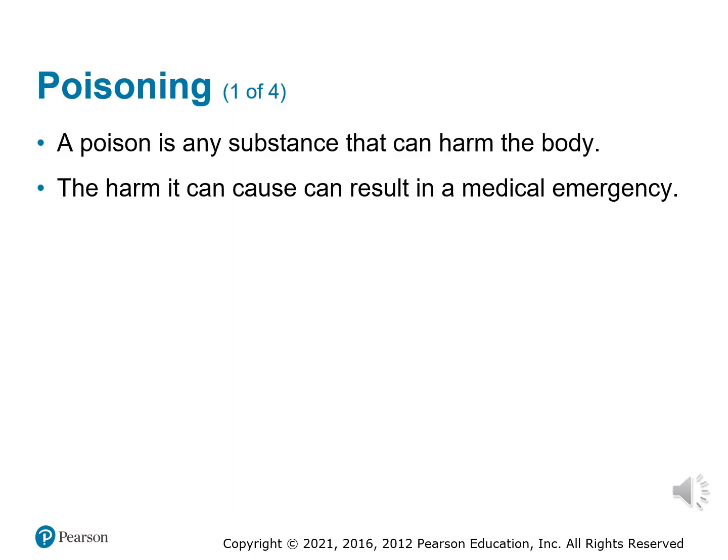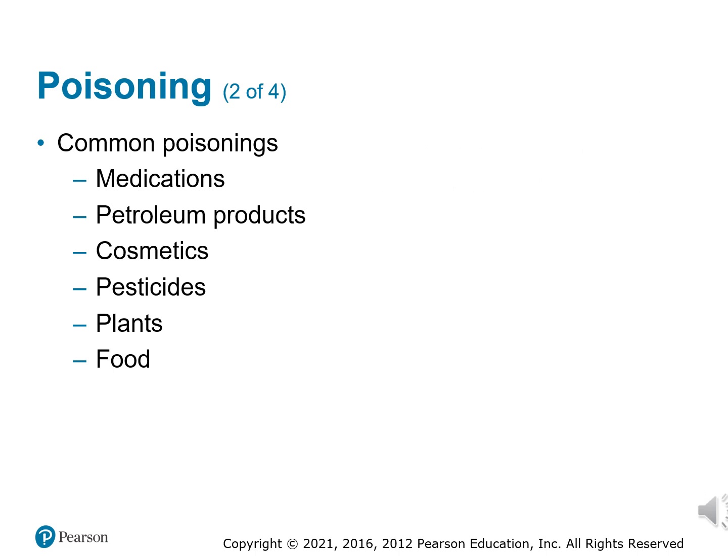Poisoning is any substance that can harm the body. The harm it can cause can result in a medical emergency. So safety must be your first priority when treating a patient with a poisoning. Common poisonings can be medications, petroleum products, cosmetics, pesticides, plants, and food.